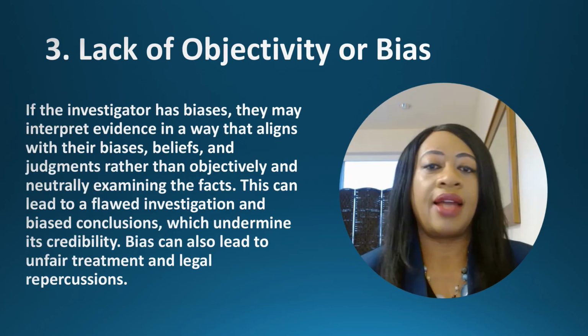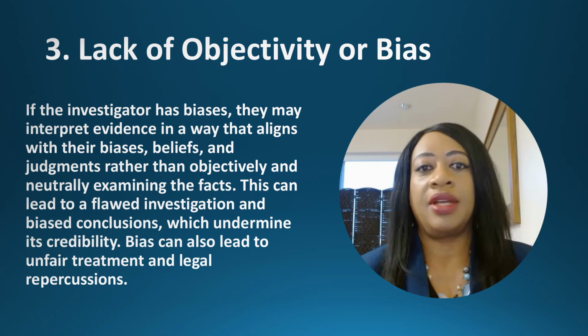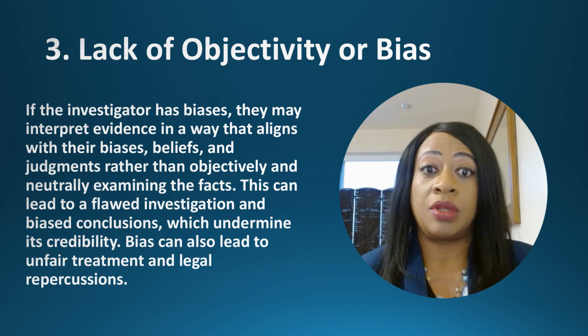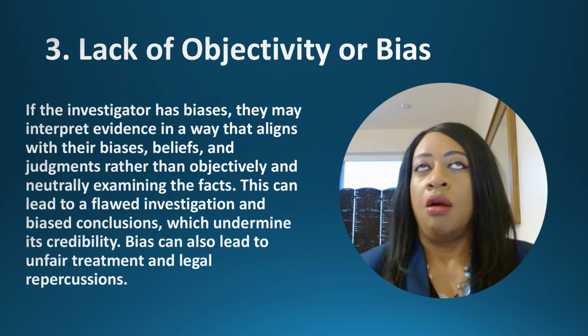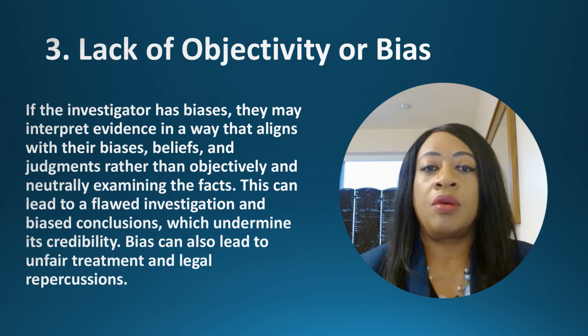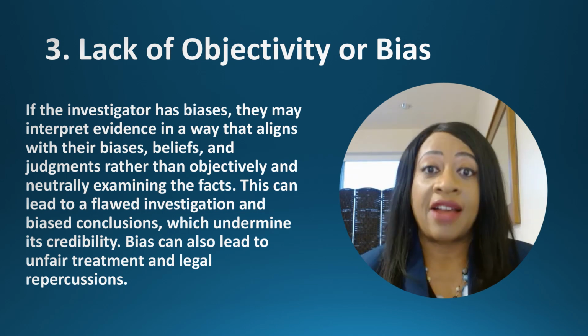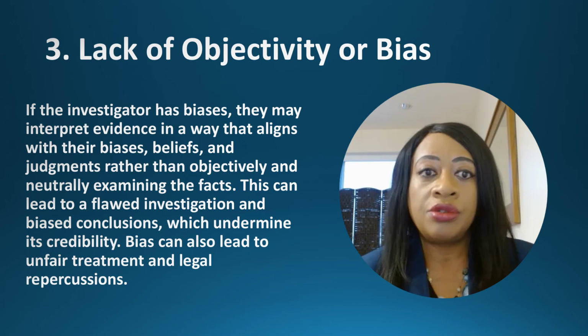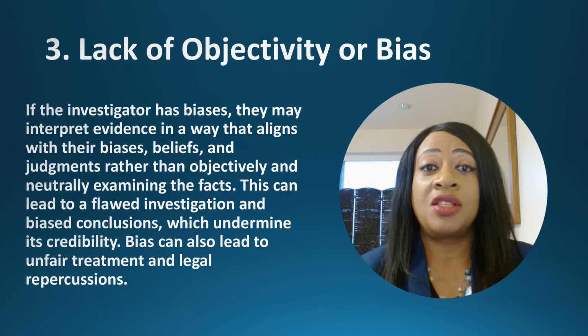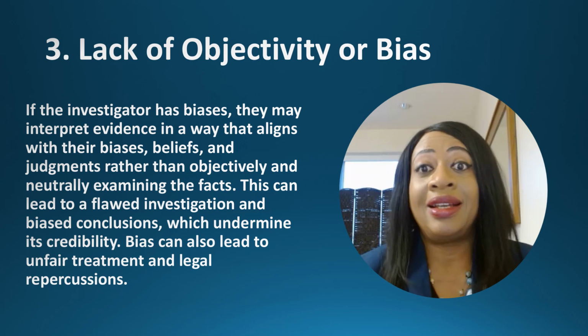Number three, a lack of objectivity or bias. Now, if the investigator has biases, they may interpret evidence in a way that aligns with their biases or their beliefs or their judgments rather than using objectivity and neutrality. Investigators are required to be neutral fact finders. So it could result in flawed investigation, flawed conclusion, and then again, it undermines the credibility of an investigation. And also biased conclusions or investigation reports can ultimately result in legal implications for an organization.